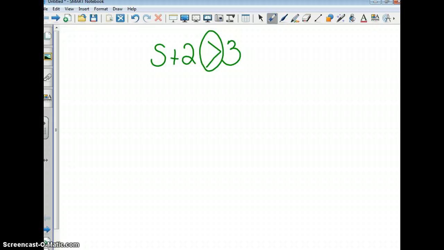Okay. If I have s plus 2, in order to get my variable by itself, I have to subtract 2, right? Whatever I do to this side of my inequality symbol, I have to do to the other side.